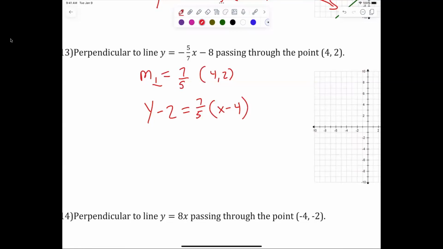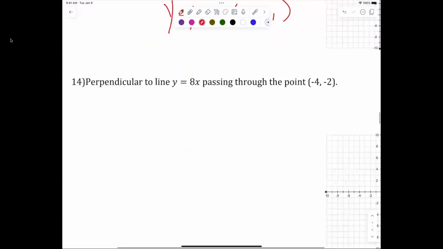Do you remember the formula? That's why I tell you, write it down 1,000 times. That's the formula. Y minus the Y value. The Y value is what? Hello? The Y value is what? 2. That's why it's Y minus 2. You with me now, right? All right. So here we go.